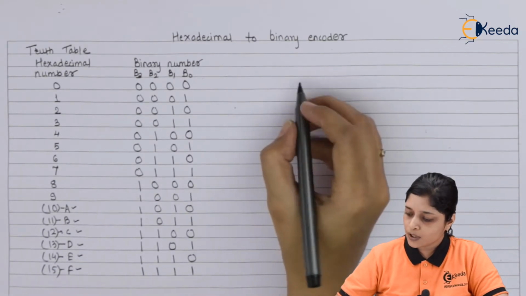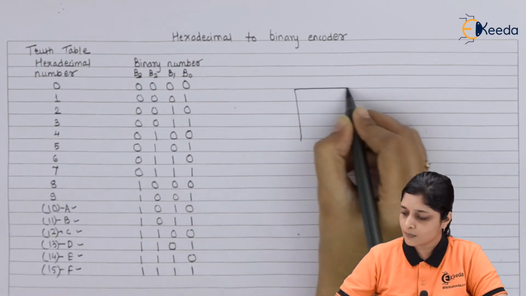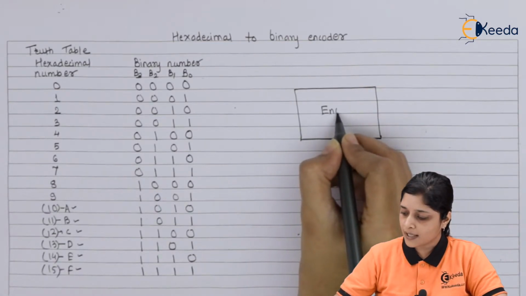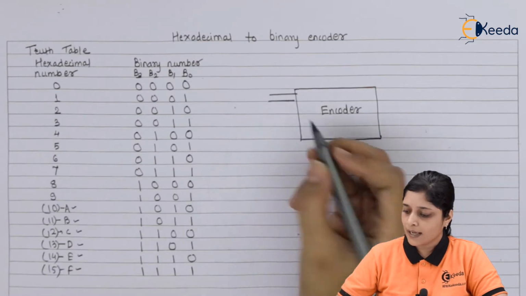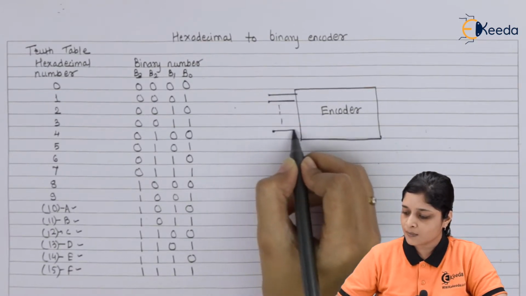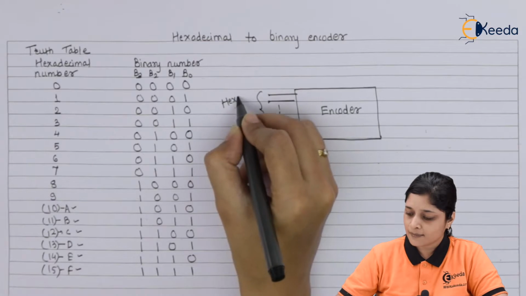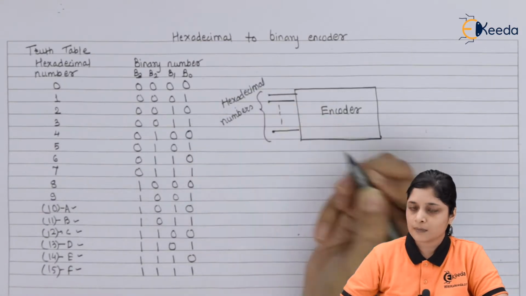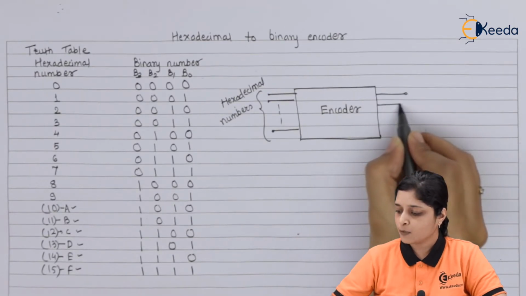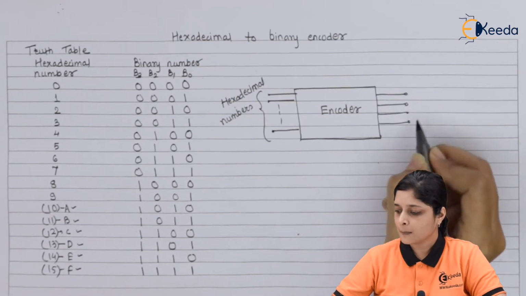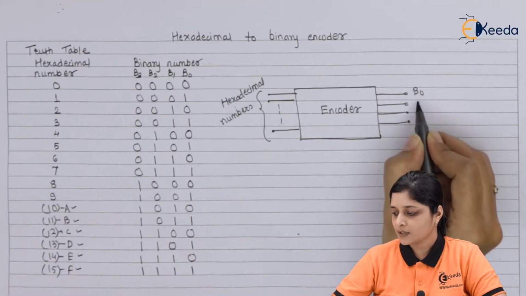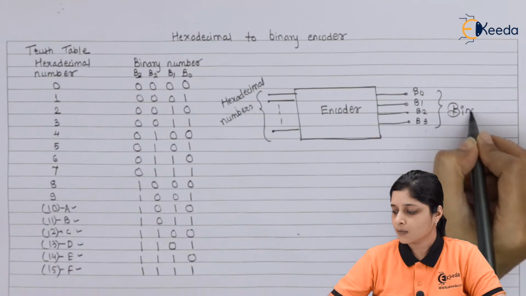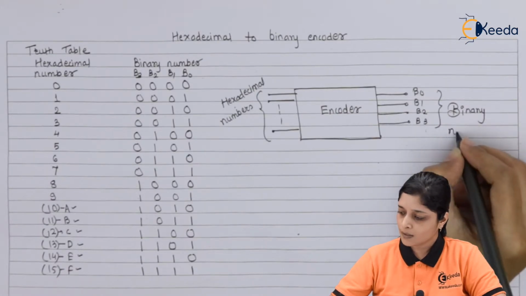Now we will draw the block diagram of the encoder. This block diagram shows that at the input side it has hexadecimal numbers and at the output side it has binary numbers. These are all the binary numbers.